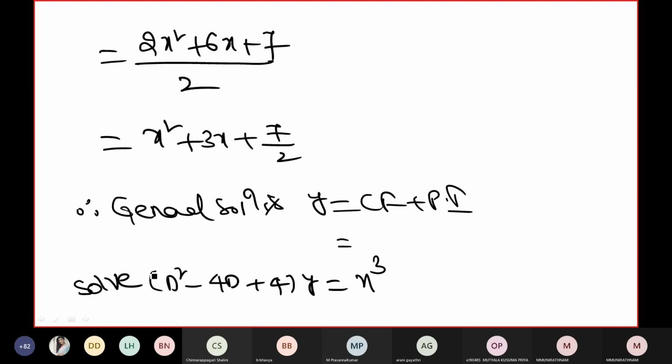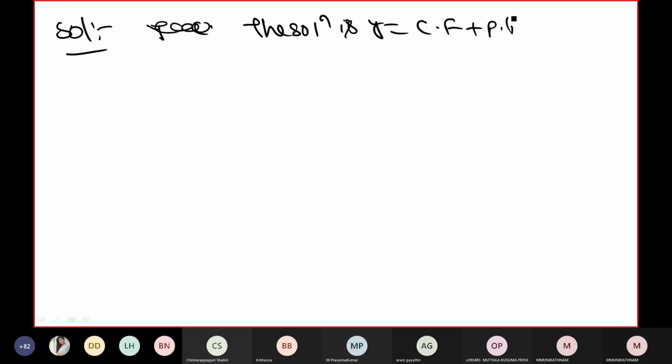Solve D square minus 4D plus 4 into y equal to x cube. So then, what is CF now? The solution is y equal to CF plus PI. Finding CF. So what is CF now?